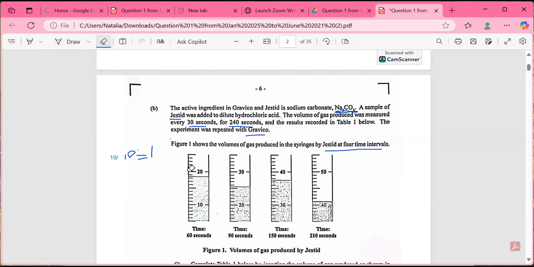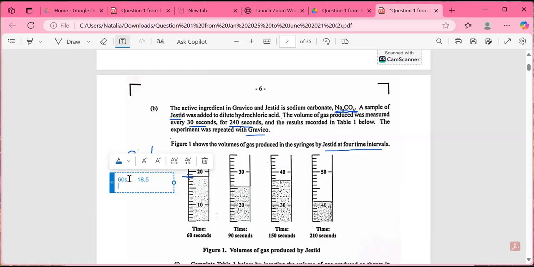All right, ready? So we're going to read off these and then we'll put them in the table. So let's go. At 60 seconds, the volume would be right here, midway between these two lines. So this is 18 and this would be 19. So at 60 seconds, it would be 18.5.